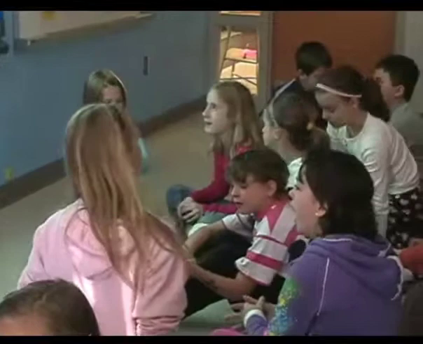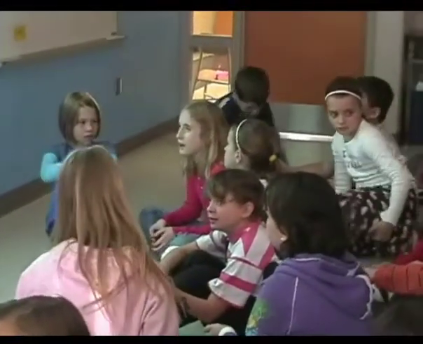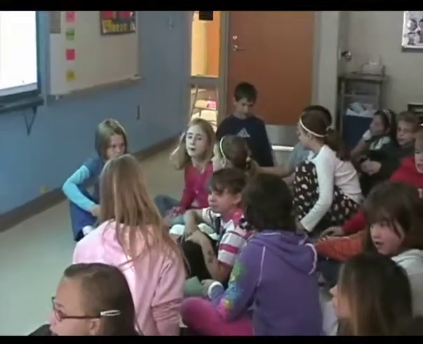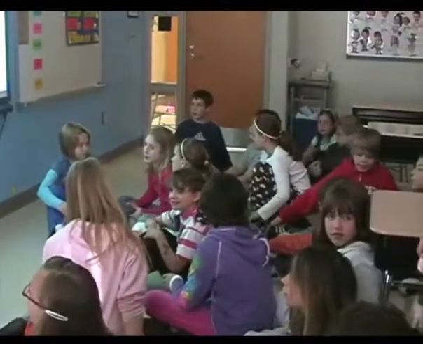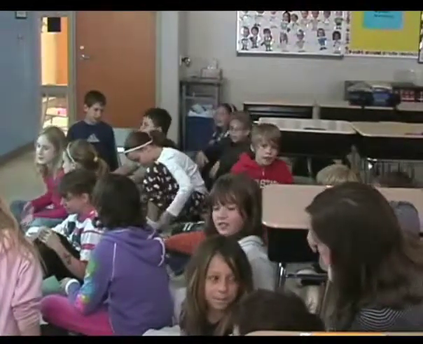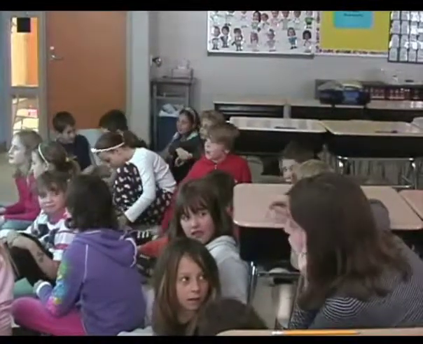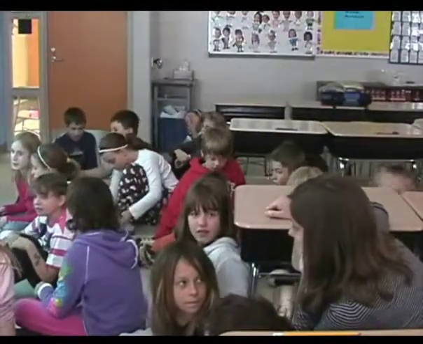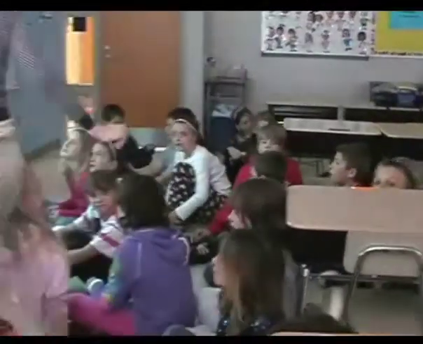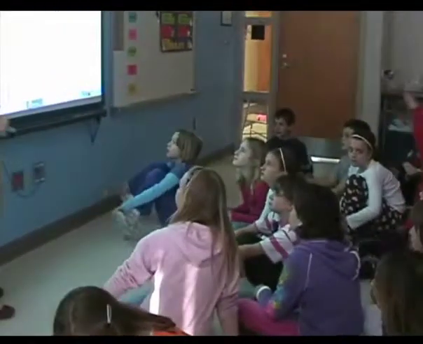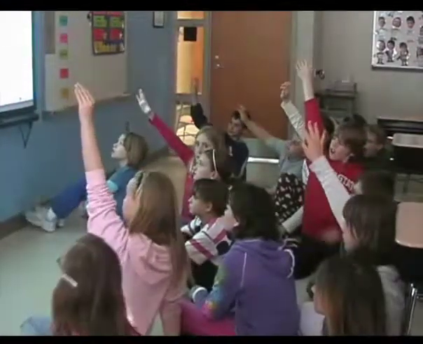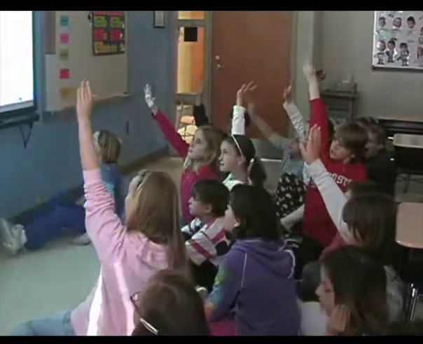Maybe just reading the graph. Any other thoughts? Do you think it might be a reading the graph question? All right, what do you think the question might be? According to this graph, what do you think they could ask us? I'm loving the hands in the air.